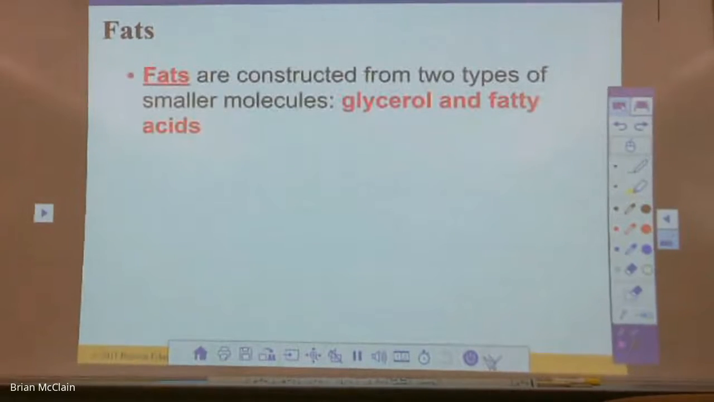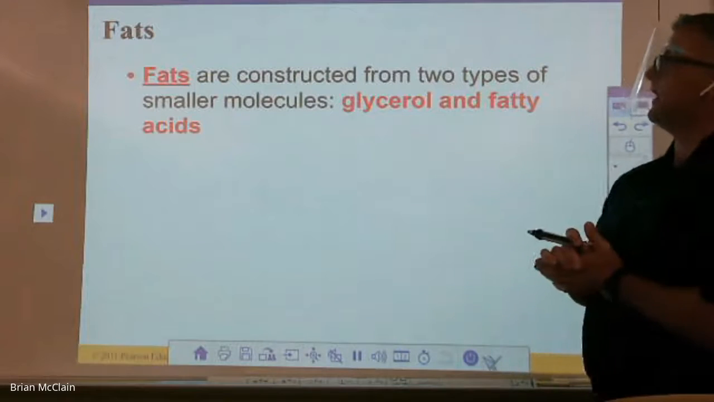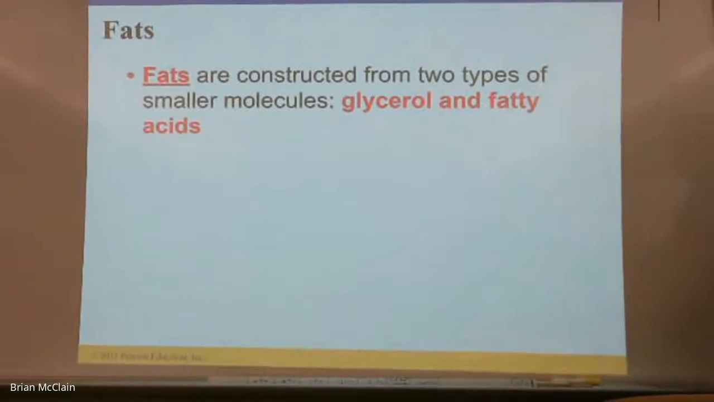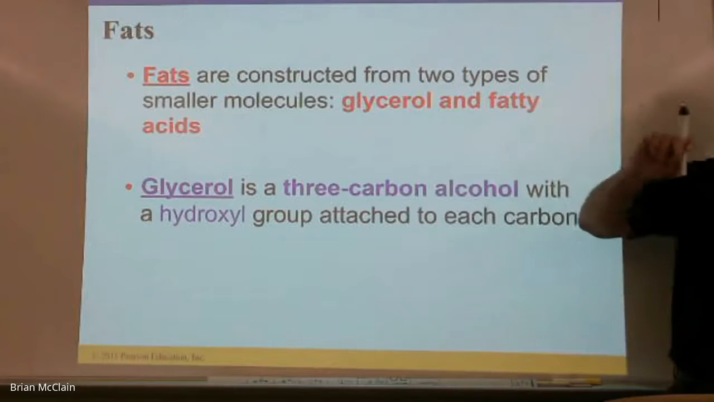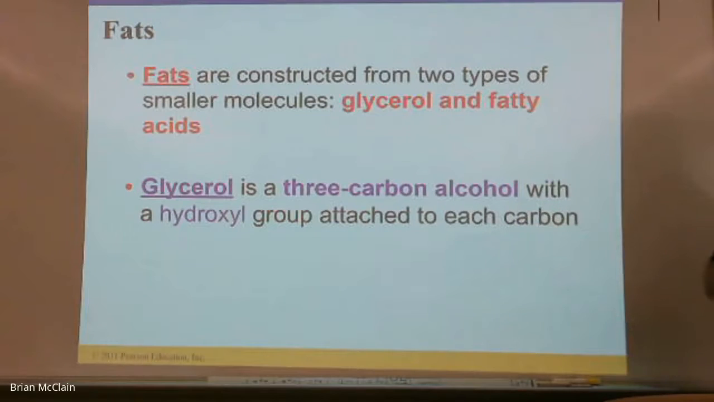So the first one that we have is a fat, and we've already talked about this back when we were discussing the orientation of different molecules. We are going to have what's considered a fatty acid chain, and we're going to have a glycerol. A glycerol is going to be the connection point, and you're going to have 3 fatty acid tails coming off of it.